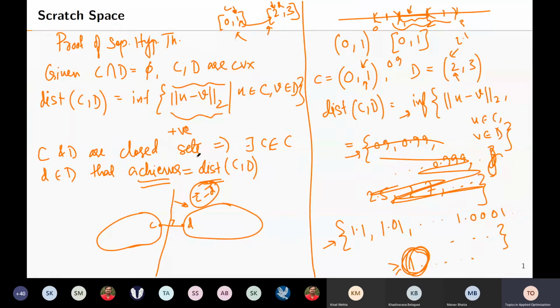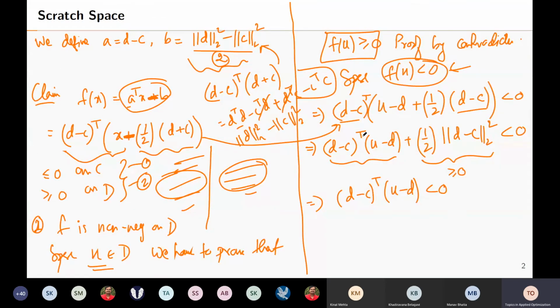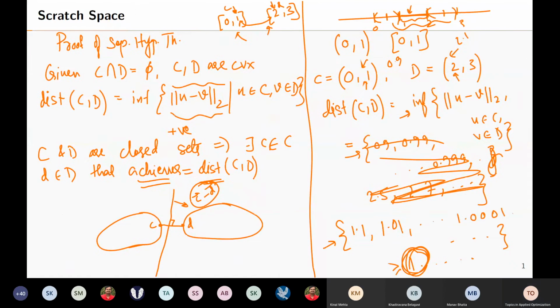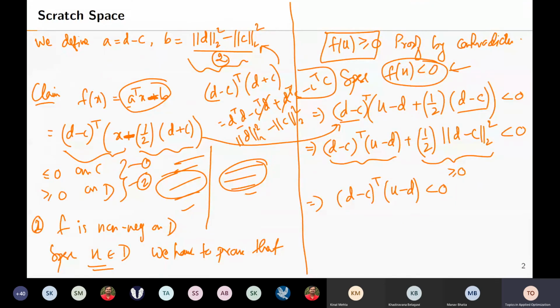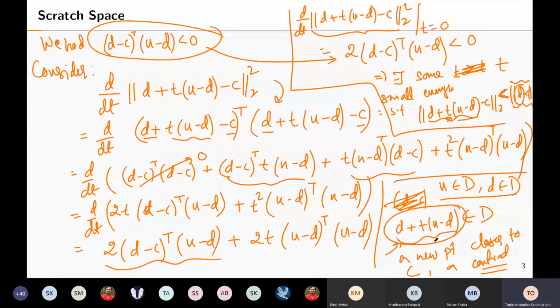So it's contradicting the fact that C and D, where C is in C and D is in D, achieve the infimum. We started with this assumption on the contrary, and we arrived at a contradiction: that the D point is no longer the closest. So that's the contradiction here.